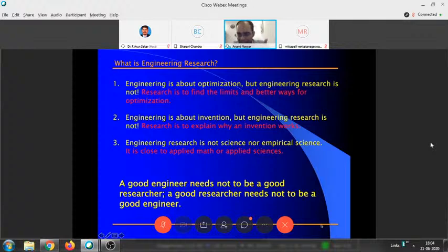So a good engineer, let me tell you, this is important. A good engineer need not be a good researcher, and a good researcher need not be a good engineer. Yes, everybody, it is. So if you are a PhD, don't think that you are a good researcher. Maybe you cannot write an effective research paper. But there are M.Tech people, some who are not interested in a PhD, who are yet writing better research papers than a PhD holder.